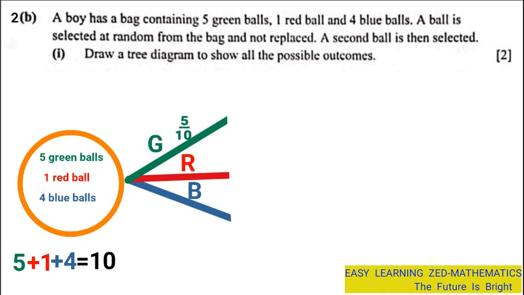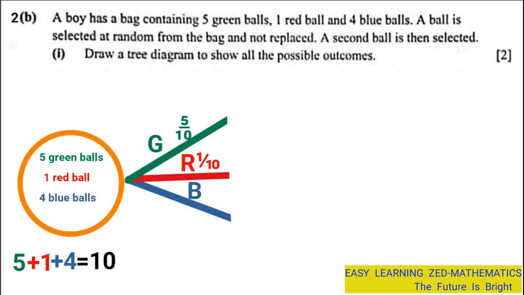Okay, we come to red. What is the probability of picking a red ball? How many red balls are in the bag? There is only 1 ball. That means the probability of picking a red ball is 1 over 10. There is only 1 ball in a bag where there are 10 balls, so the probability of picking a red ball is 1 over 10.